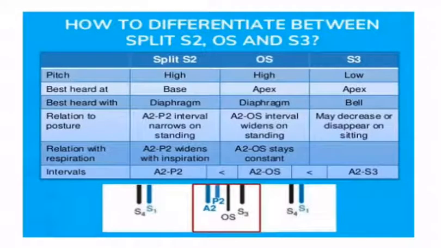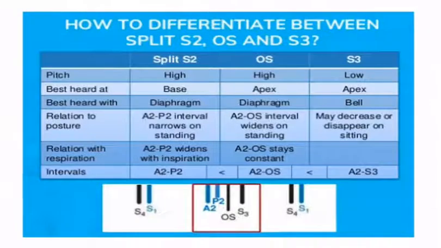And how to differentiate between the split S2, opening snap, and S3. Split S2 and opening snap are high pitched sounds, whereas S3 is low pitched. Split S2 is best heard at the level of the base, whereas the opening snap and S3 are best heard at the apex. As S3 is a low pitched sound, it is best heard with the bell, and the opening snap and S2 are better heard with the diaphragm.